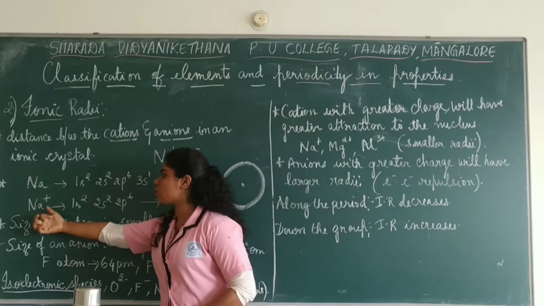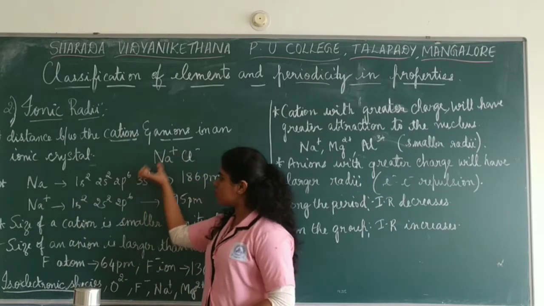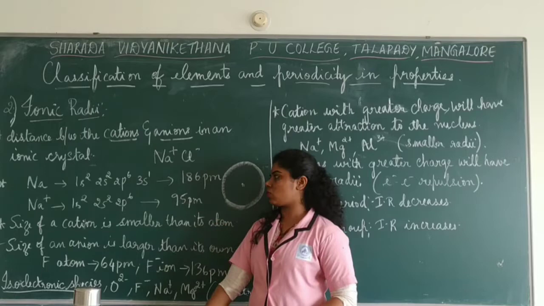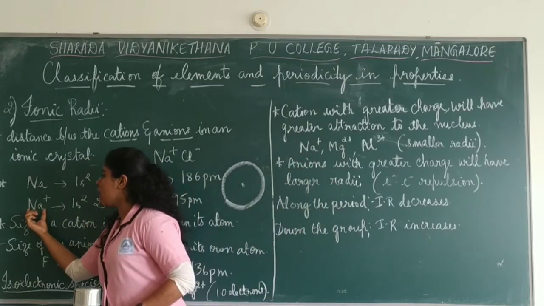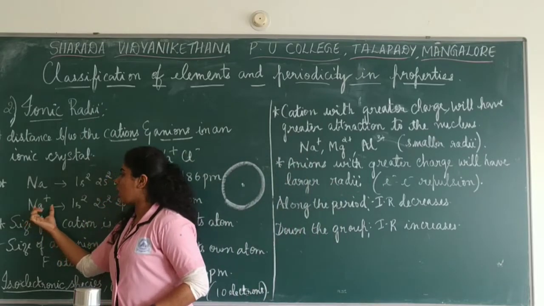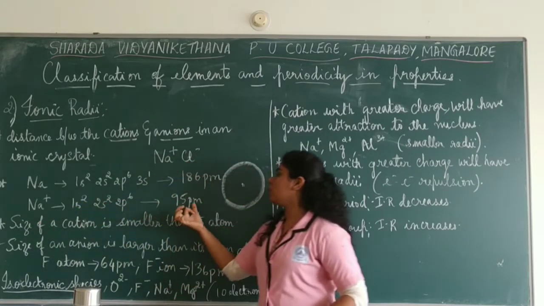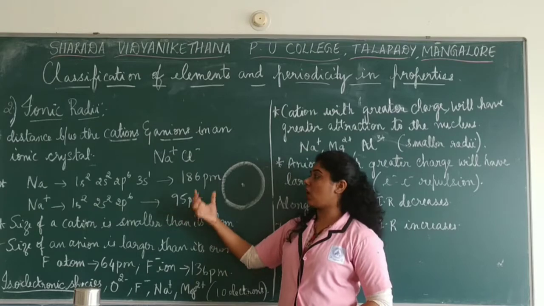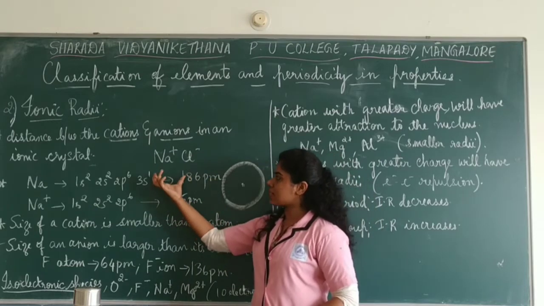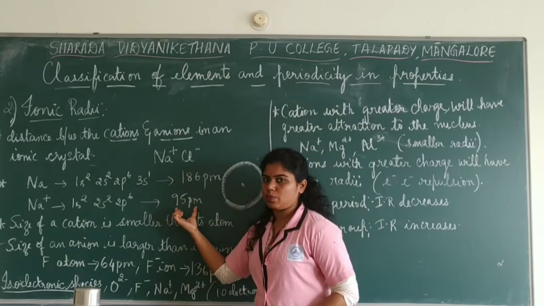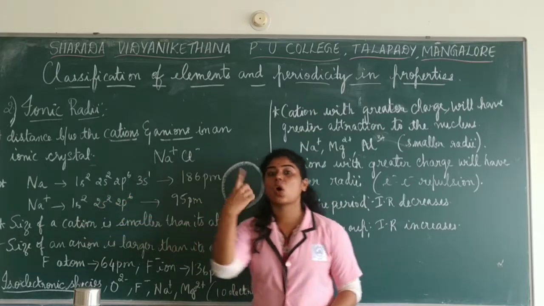Why? How has this become Na plus over here? This has lost an electron. By losing an electron, it has formed a sodium cation, a positive ion. Na plus 1. How? By losing one electron. So the radius would be 95 picometer. Now when you compare these two, the size of the ion, which ion is this? This is a positive ion. This is called a cation.